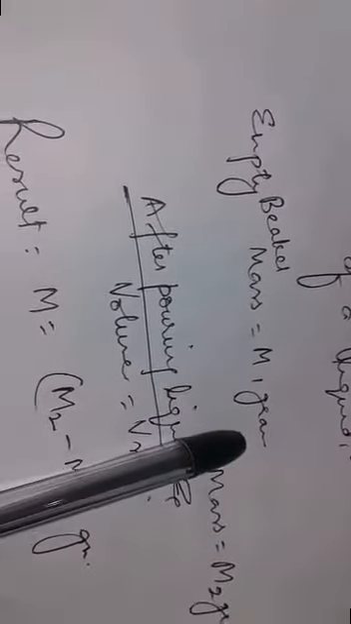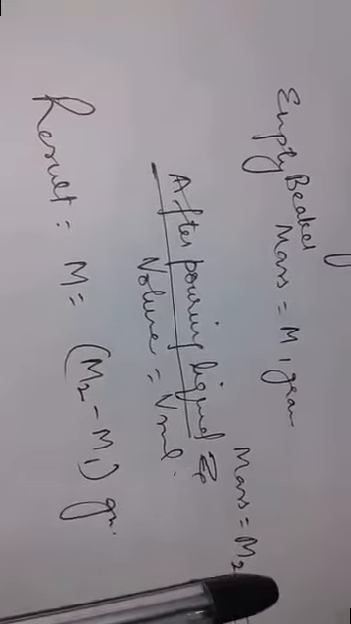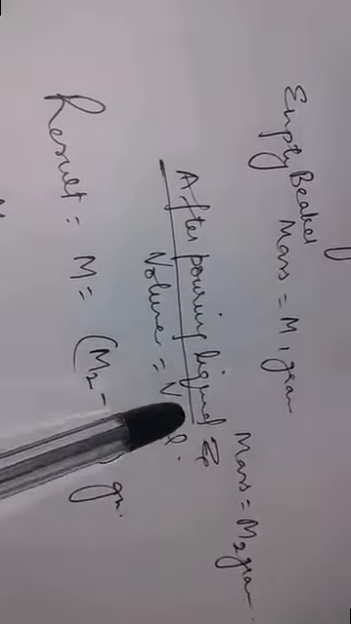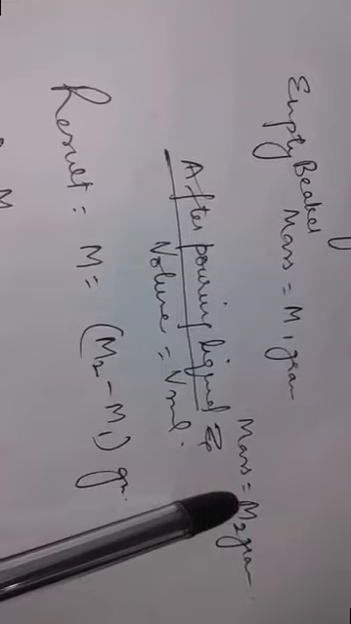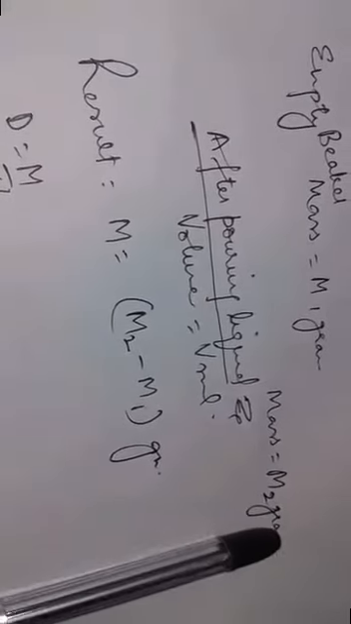Very first, we have to measure the mass of the empty beaker, that will be m1 gram. Then we have to put the given liquid into the measuring beaker up to a certain level, and then its volume is equal to V mL. After pouring the liquid into the empty beaker, again we have to measure its mass, and that will be equal to m2 gram.